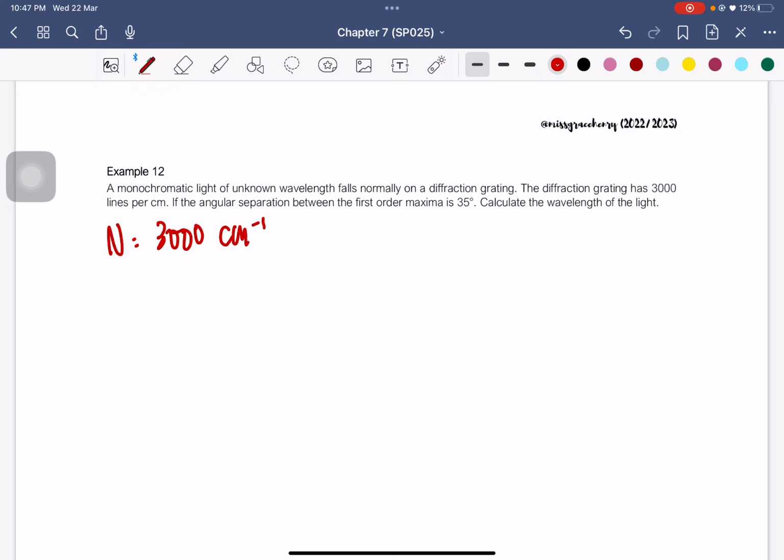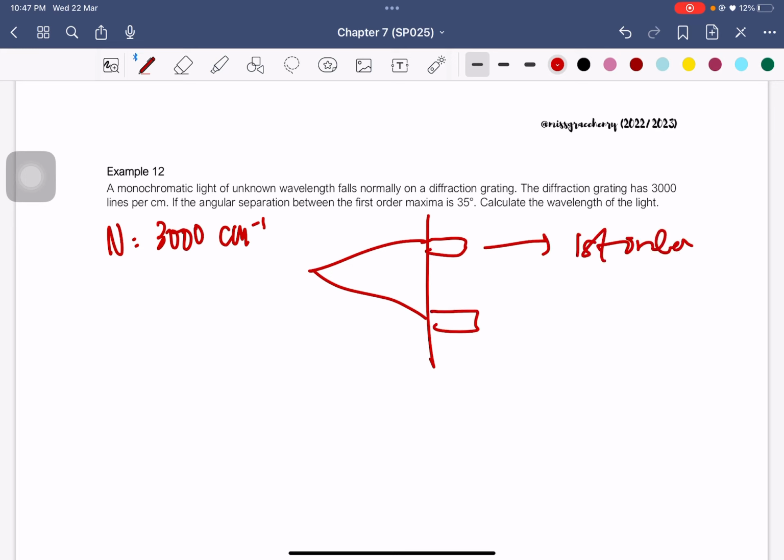Okay, so what? The angular separation between the first order maxima. So if we were to draw that, this is the first order max. They said between the first order max, so this is the first order max also. Okay, so the angle here is 35 degrees. Then they ask for the wavelength of the light.